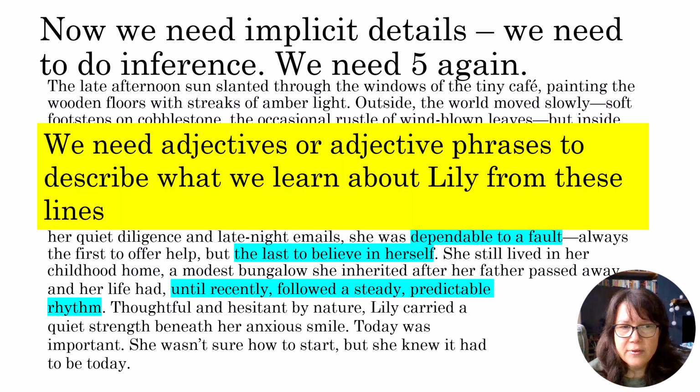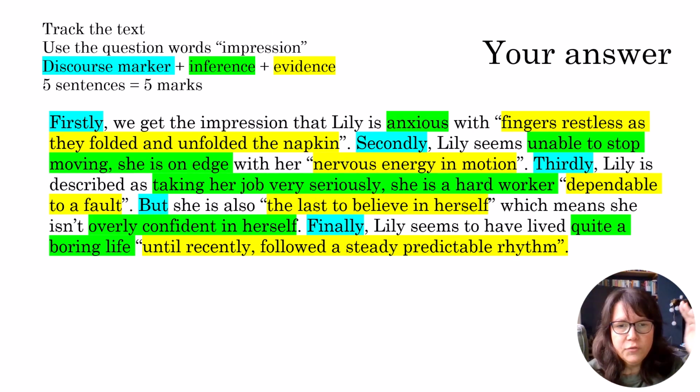So the question now is that we need adjectives and adjective phrases to describe what we learn about Lily from these lines, and we need 5. We're going to look for the inference. So let's show how this would be written up. All right, so you've tracked through the text doing it in order. You're going to try and use the word impression at least once because that's in the question. And then I like to structure this one using discourse markers, then the inference, then the evidence. If your teacher has told you to write this up in a different way, that is no problem at all. There are lots of right ways to answer this question.